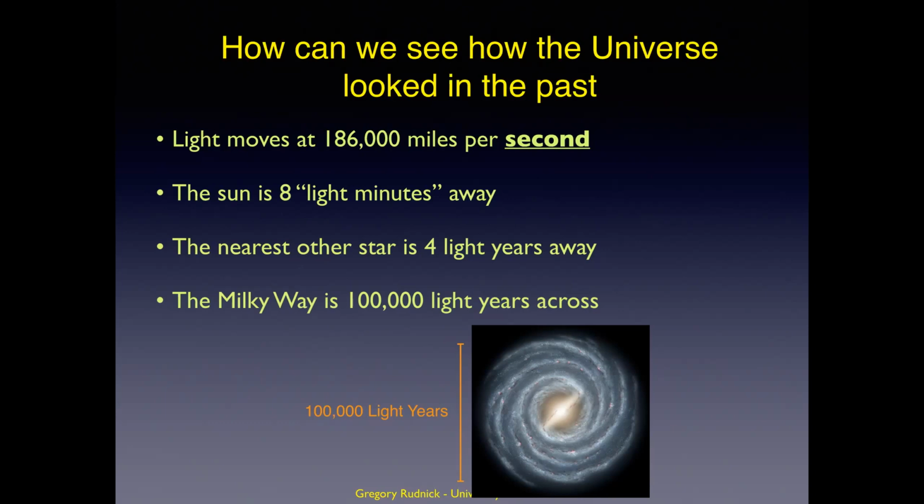That means when you look up in the night sky, the stars you're seeing are all in the past. You have no way of knowing how they look now. You have to wait to see how they look now. You'll never know how they look at the moment you're observing them. You'll only know how they look in the past.